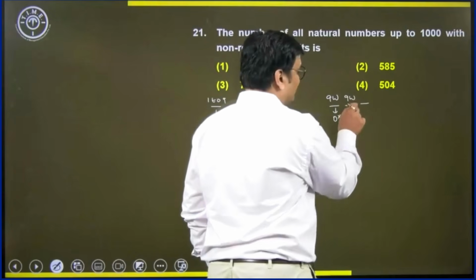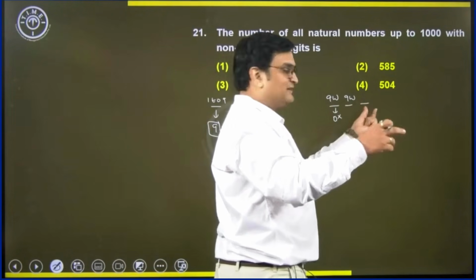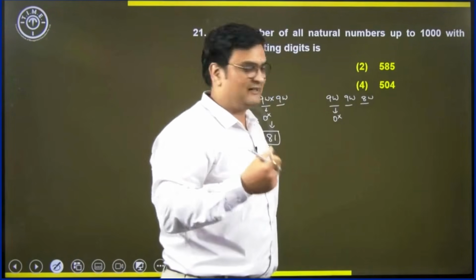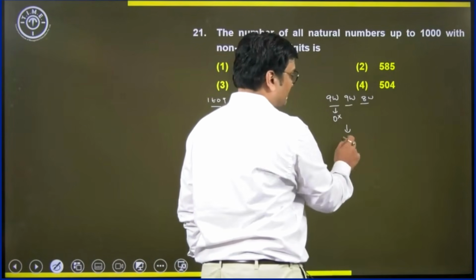So this space can be filled in 9 ways. After filling 2 places, I am done with 2 of the digits. That means now I am left with only 8 digits. So the third place can be filled in 8 ways. So overall what will be the answer here? 9 into 9 into 8, which is 81 into 8, 648.